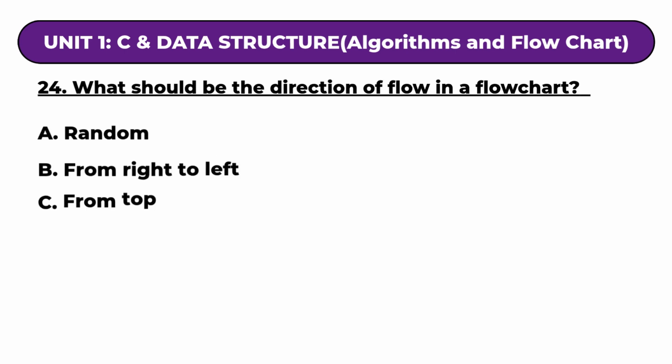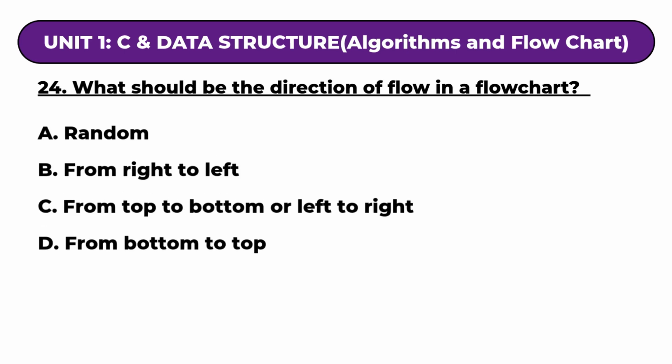What should be the direction of flow in a flowchart? A, random. B, from right to left. C, from top to bottom or left to right. D, from bottom to top. Correct answer? C, from top to bottom or left to right.